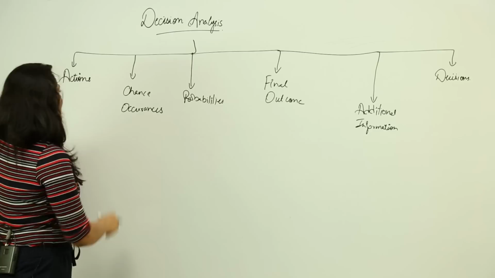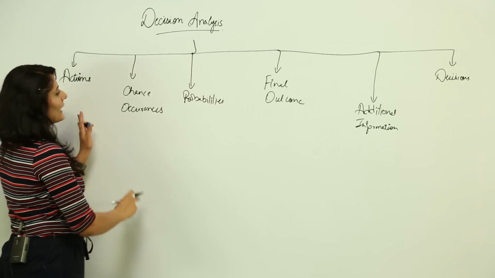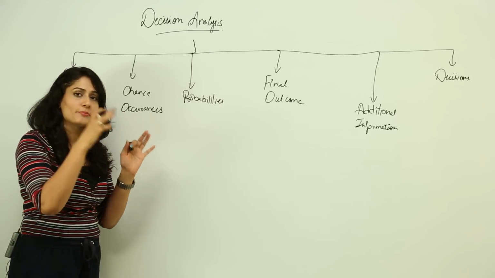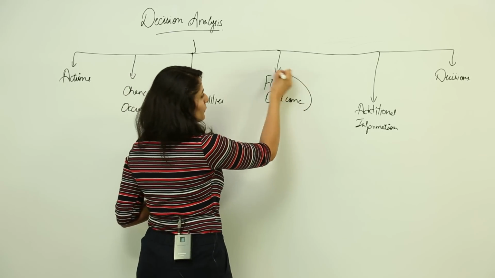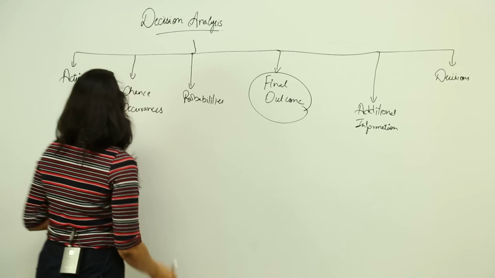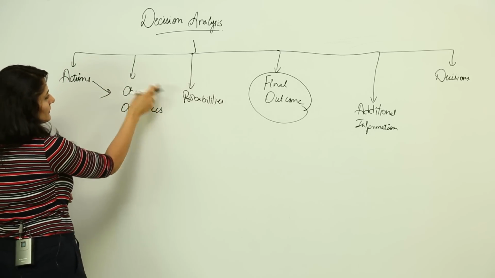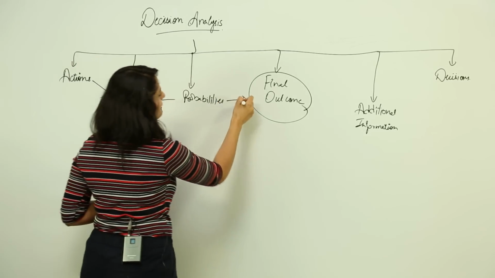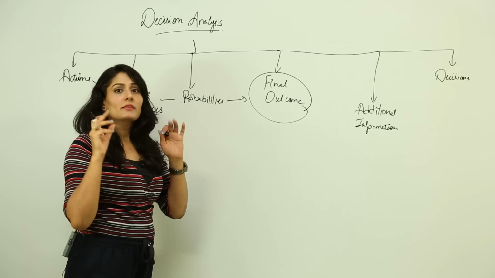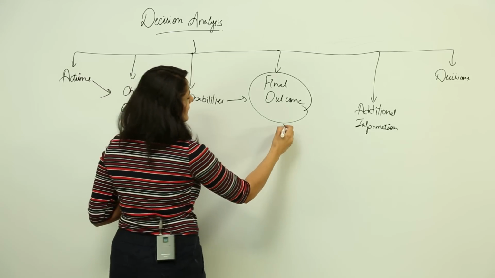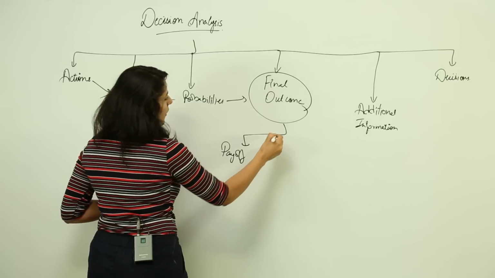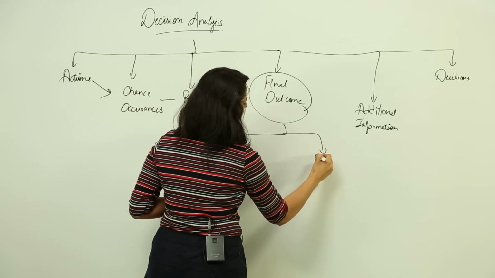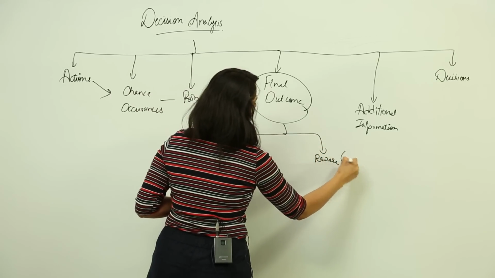So now that we have taken our action, chance occurrences play their role and we have a probability, then there is this final outcome, right? So basically we can say this leads to this, this plays its role, and then we lead to the final outcome. Now this final outcome can be a payoff or a reward in case we are successful, or else it's a loss.